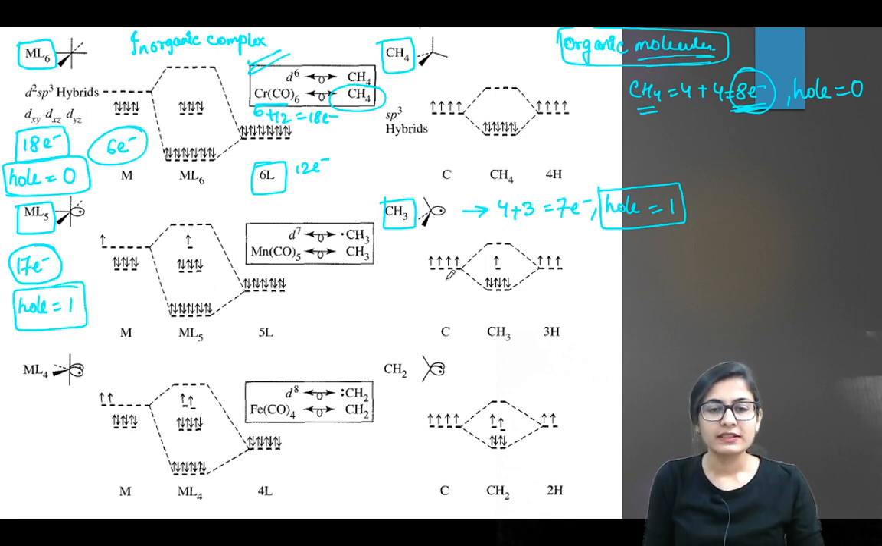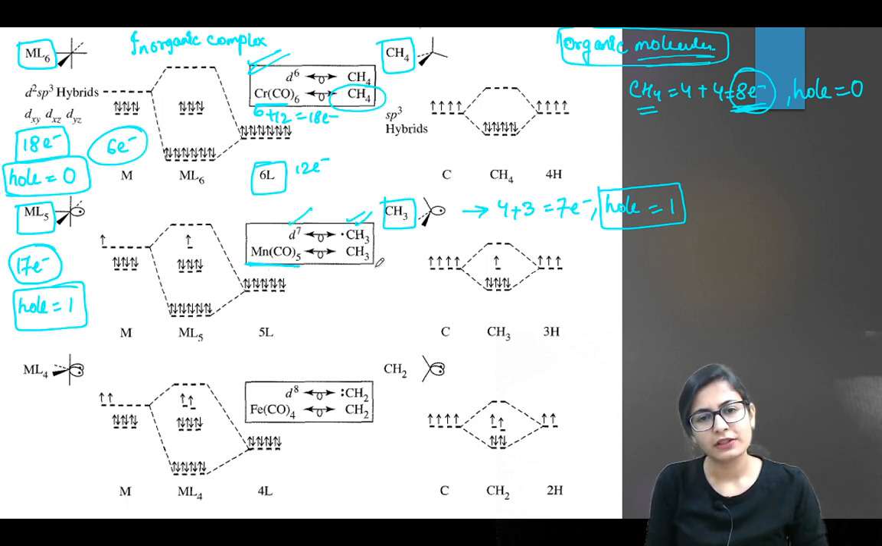Okay, so we see the methyl fragment, and for example this complex, manganese pentacarbonyl, which has a d7 electronic configuration, is going to be isolobal with the CH3 fragment, the organic fragment. Okay, very well. Let's move onward to ML4.